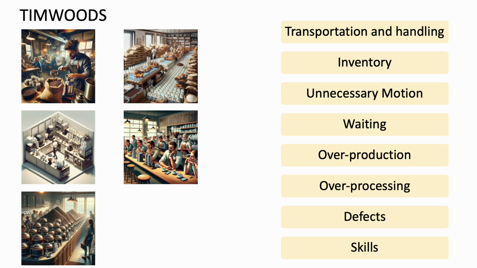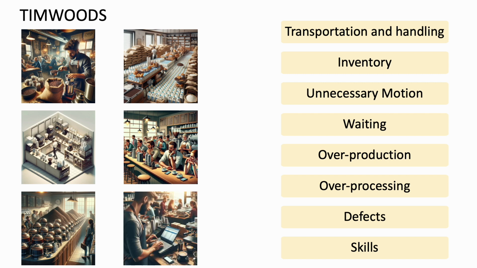Overproduction, brewing too much coffee that isn't sold, leading to waste, or printing too many menus or promotional flyers. Overprocessing, entering every sale manually into a spreadsheet for tracking daily sales in addition to using a point-of-sale system that already captures this data.